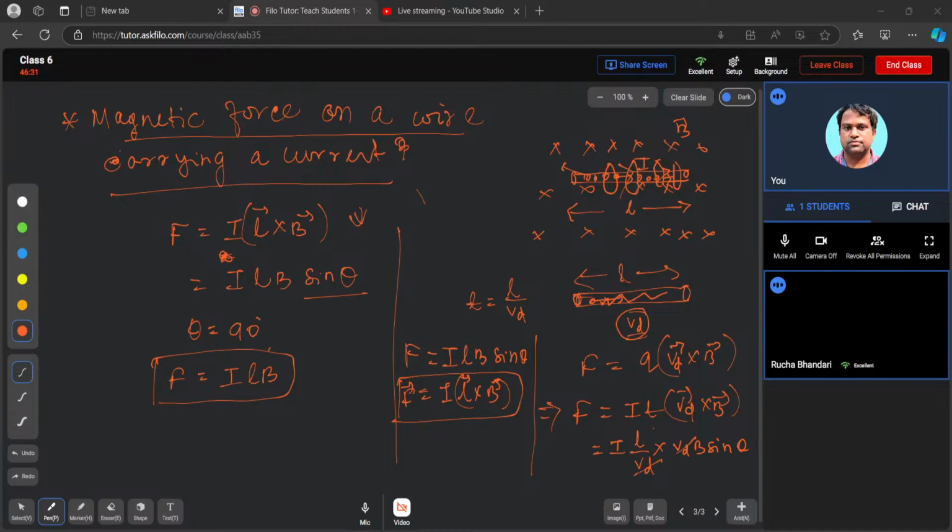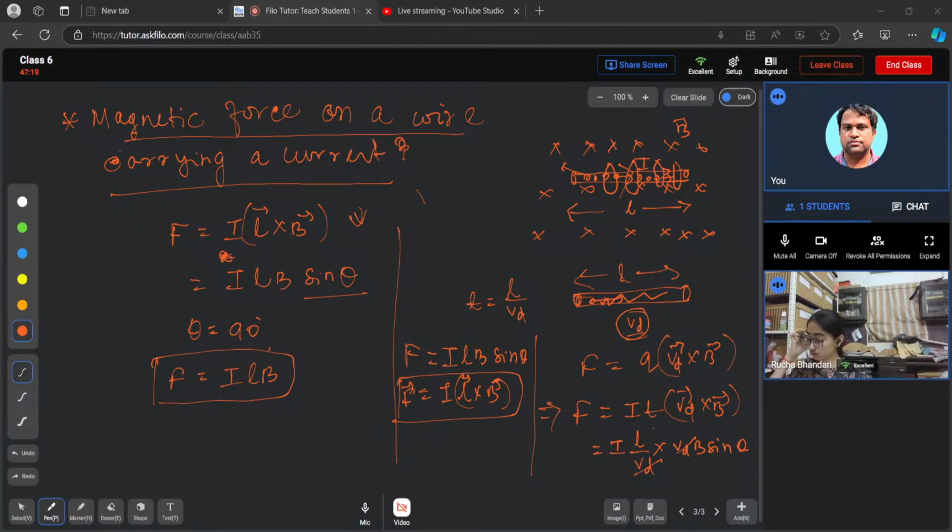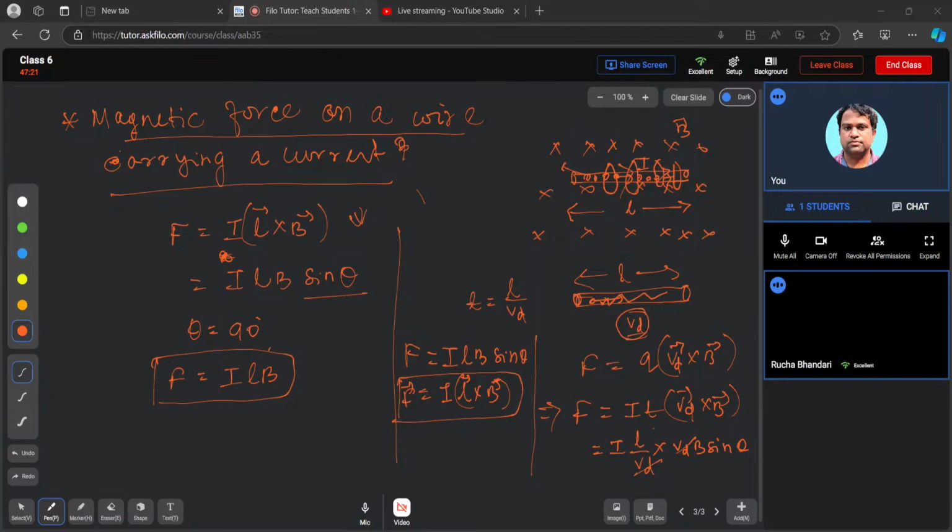For an arbitrary shape it will also work, but instead of L we will write the integration of dl and B. That's all. Do it like this: force on any arbitrary shape.